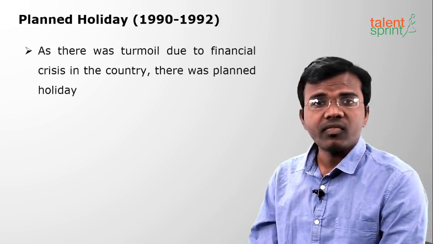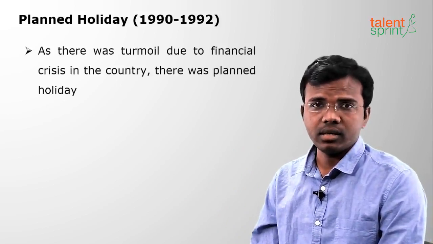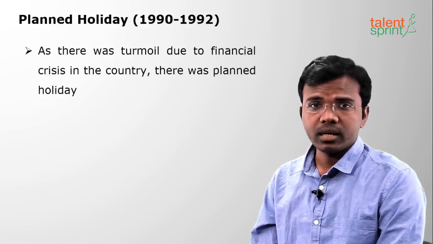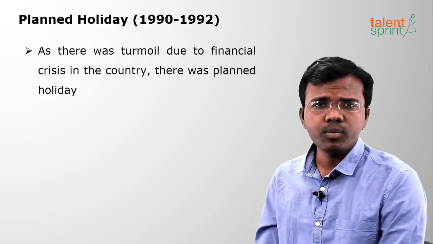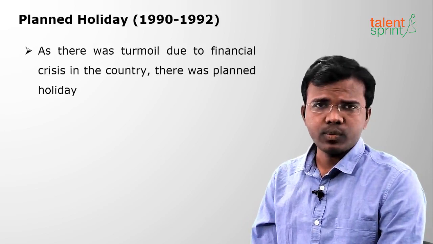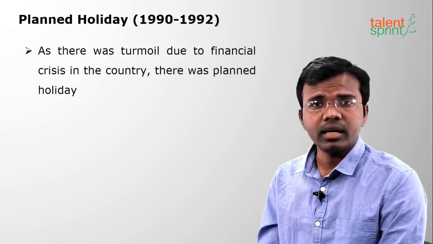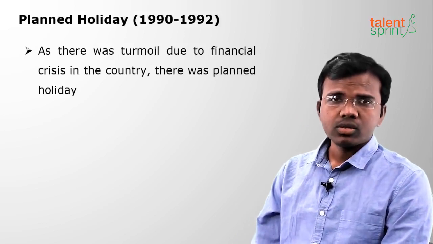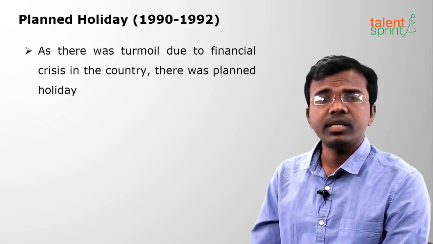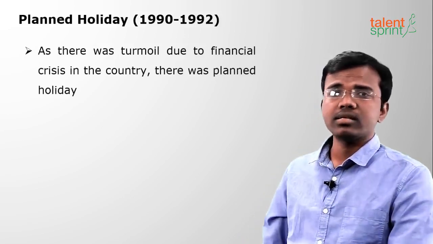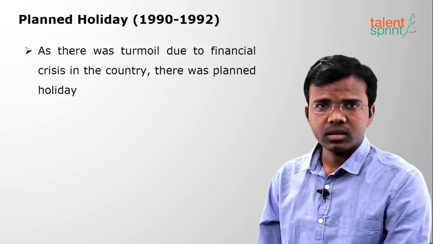So there was a financial crisis in the country. It is actually a BOP crisis, balance of payment crisis. There were high imports and very less exports. We used to import a lot of oil, and the next import is gold. To pay for our imports we need foreign currencies, and we had very less foreign currencies in the 1990s.